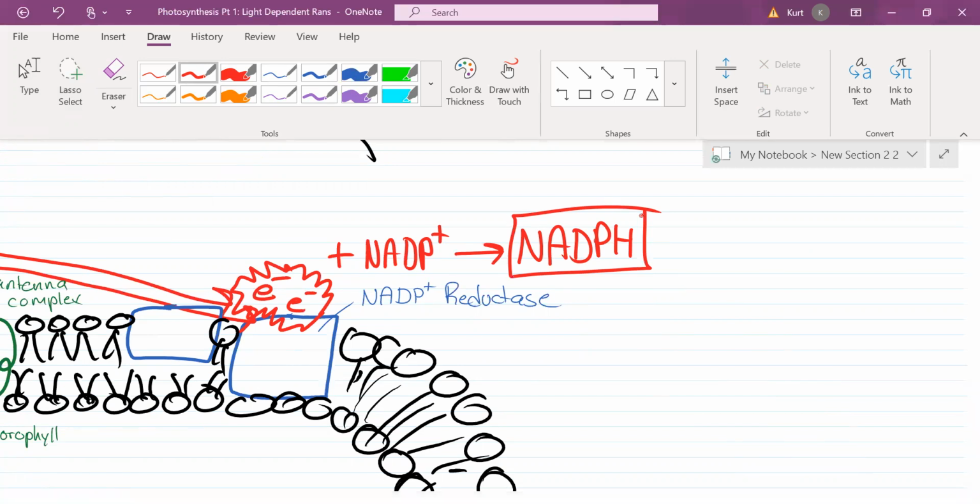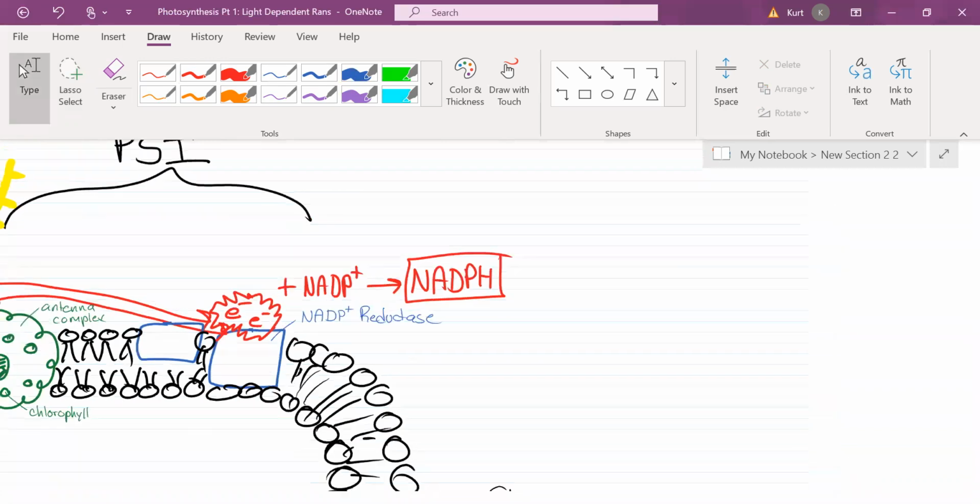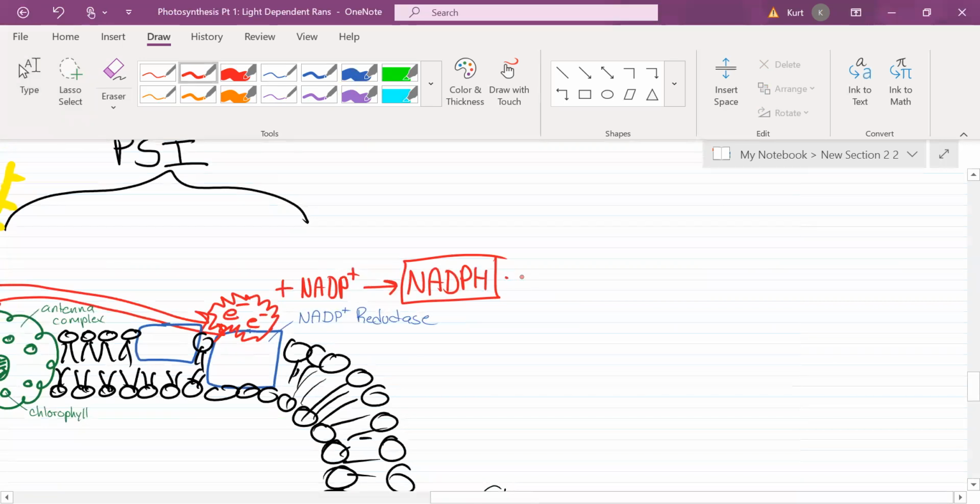If you're wondering where did the hydrogen come from, there's hydrogen everywhere. It's the most abundant element in the universe. You'll never have a shortage of it. There's hydrogen all over. It's basically a proton. And this NADPH is then going to be shipped out to the Calvin cycle. The Calvin cycle is part two of photosynthesis. We will do that next class.